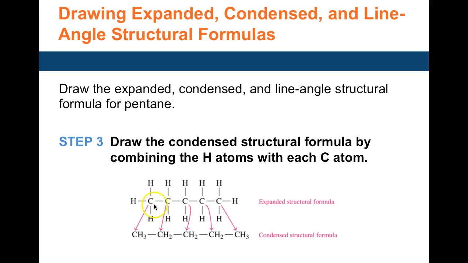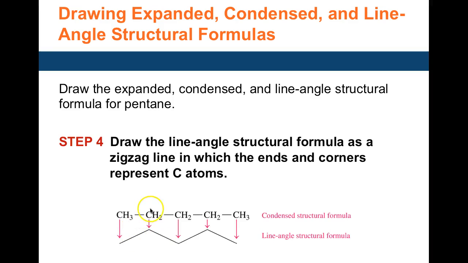Then you can take this expanded formula and make it into the condensed one, and sometimes you don't even have to draw the line between the carbons. That's a personal preference. And then from the condensed you will just draw the line structural formula to indicate those 5 carbons. Right, and we'll stop here.